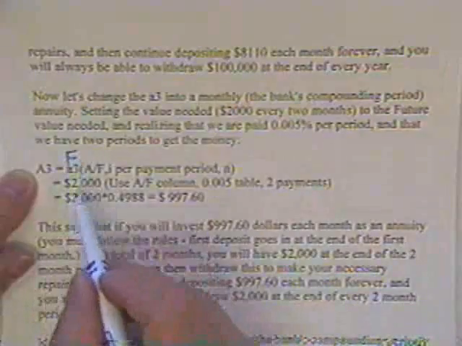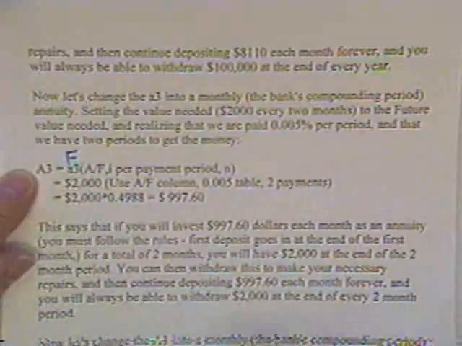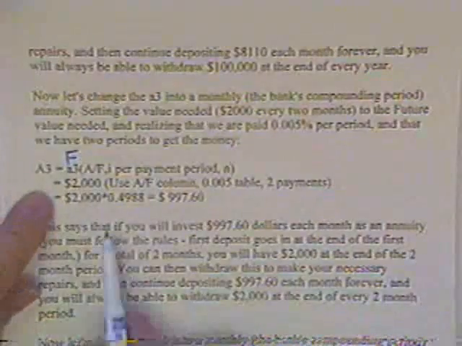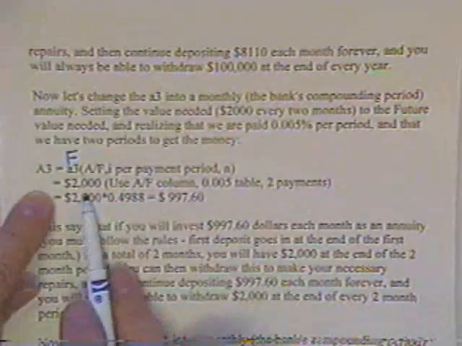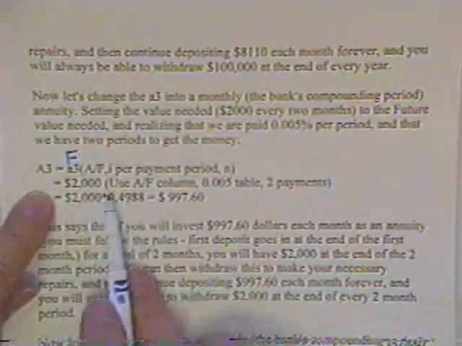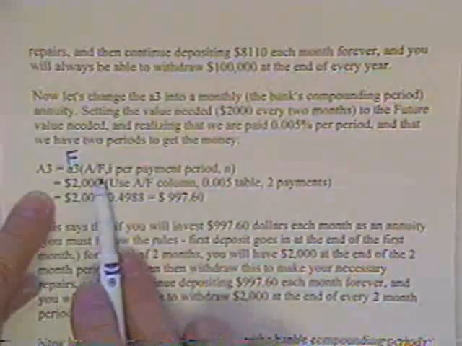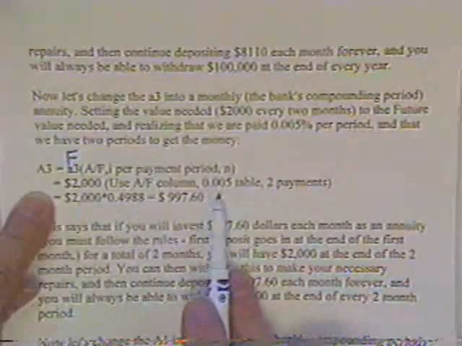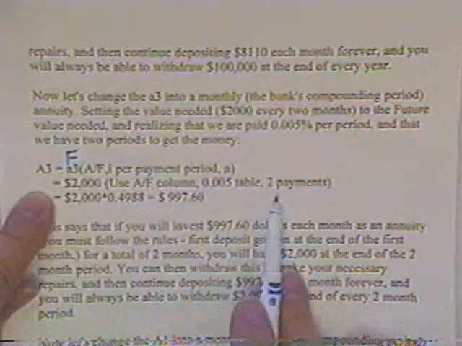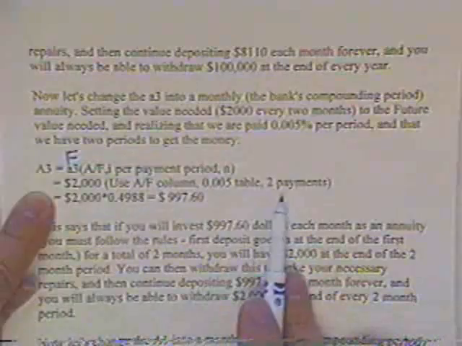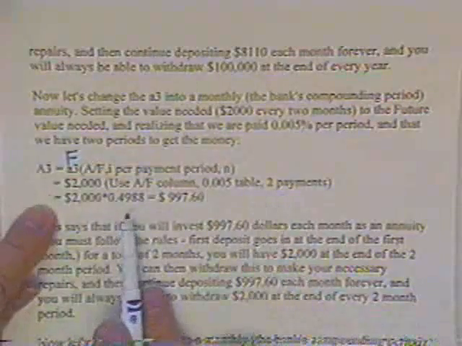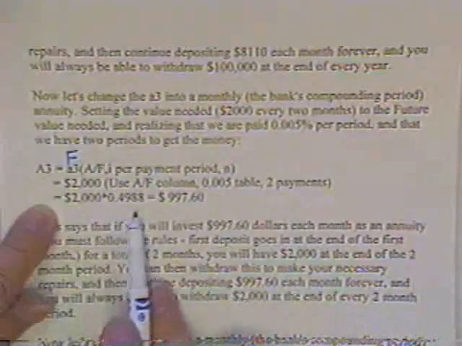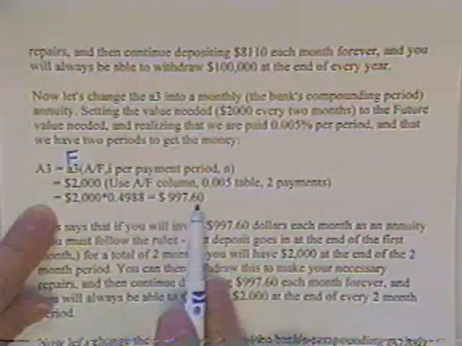So this is in effect F times A over F. It says that the $2,000 future value needed, when F over F cancels, I'm looking for A, so use the A over F column, use the 0.5% table, give me 2 payments. And so 2 payments would give you 0.4988 if you look in the tables. It means you have to give me $997.60.